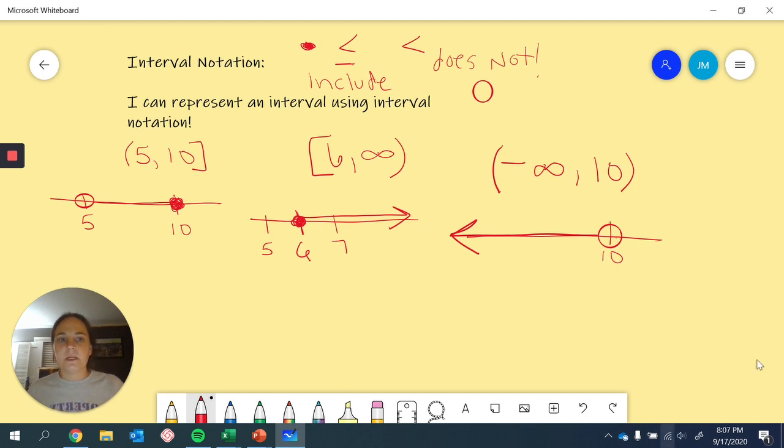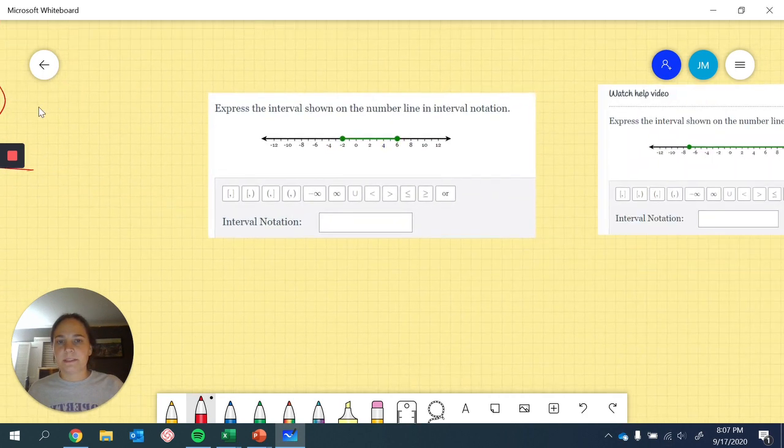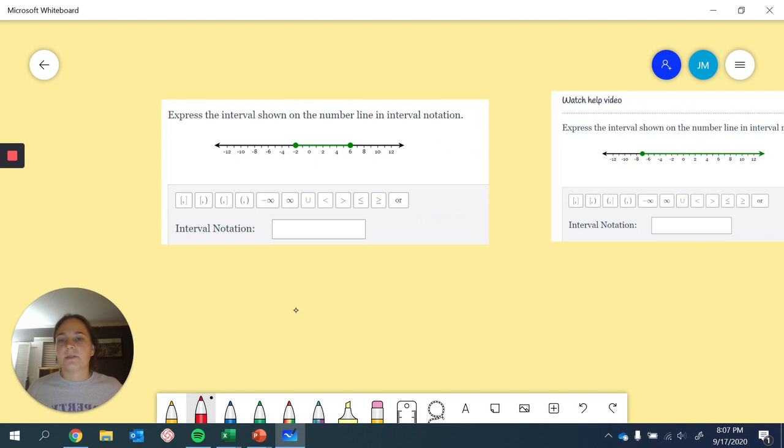Okay, so we're going to do a couple of examples from Delta Math. Let's go the other way. Let's now express it in interval notation. So this one where it's everything connected, I'm just going to go -2, and I'm going to go 6, because it's everything between -2 and 6, and I'm going to decide should they be parentheses or brackets. Because they are closed circles, that means we include -2, so it is a bracket for both of them.